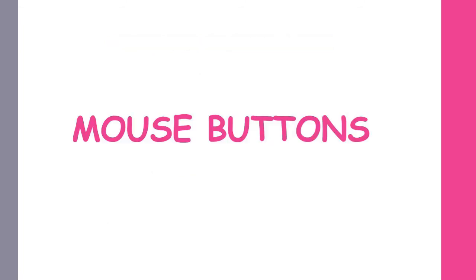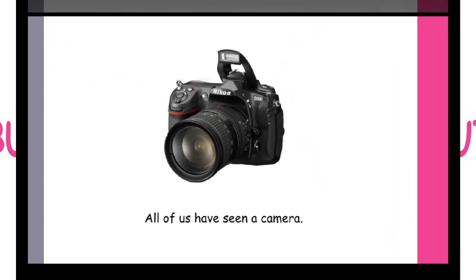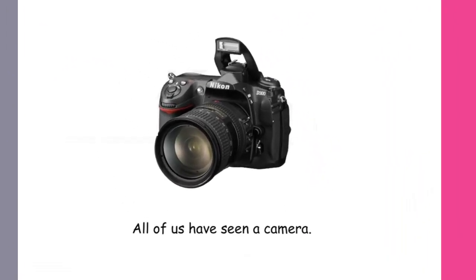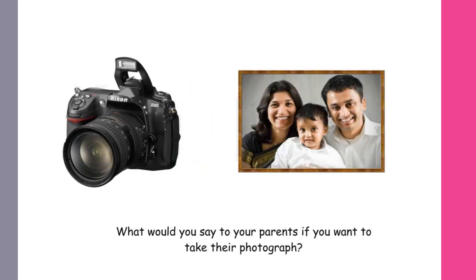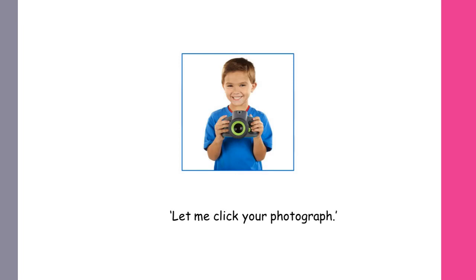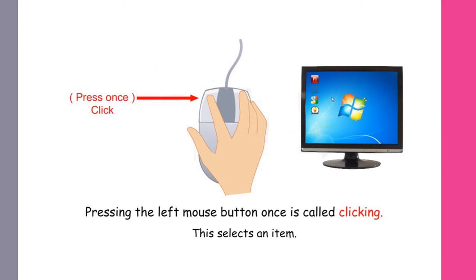Now, children, we will learn mouse buttons. Children, all of us have seen a camera. What would you say to your parents if you want to take their photograph? Let me click your photograph. The mouse also has the same function, clicking. Now, pressing the left mouse button once is called clicking. This action selects an item.